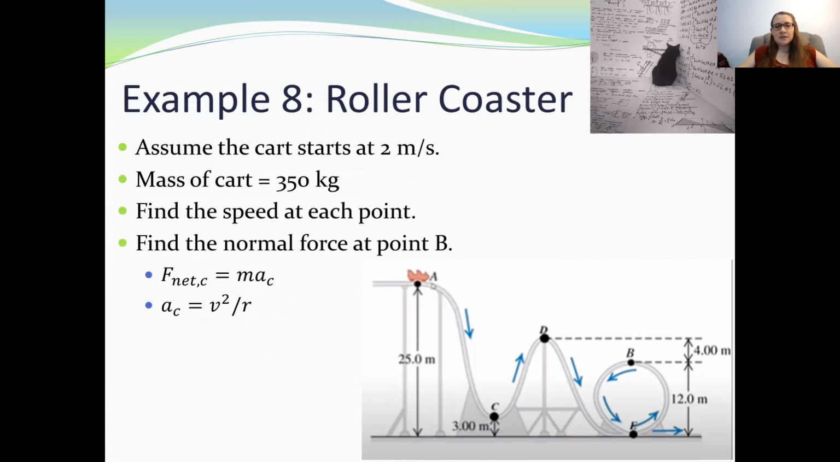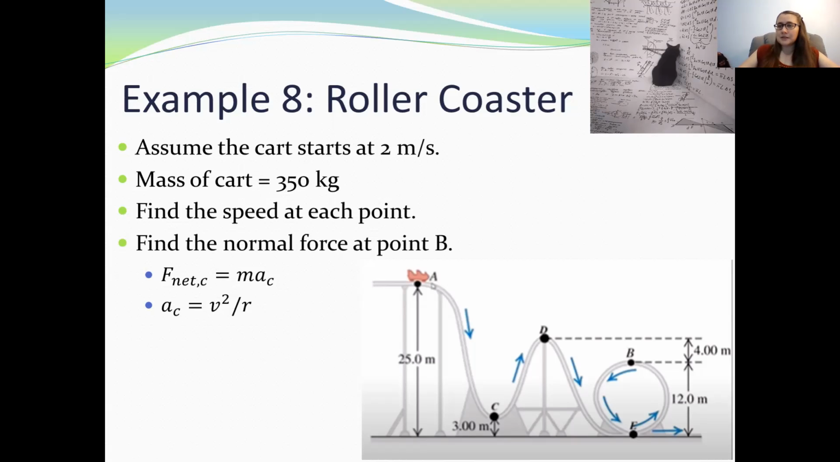Okay, so since we're going to be dealing with forces, I went ahead and reminded you of the equation for Newton's second law. So the net force equals the mass times the acceleration. But since we're asking for the normal force at point B, and point B is the middle of a loop, we're dealing with a special kind of acceleration here that I haven't talked to you guys about yet, and that's the centripetal acceleration.